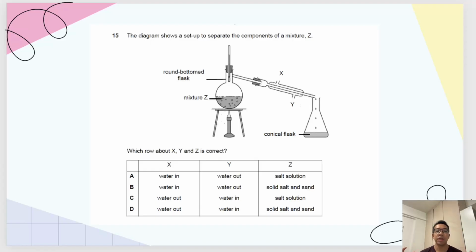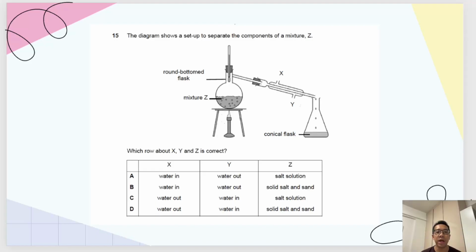Next, let's talk about the flow of water for the condenser marked as X and Y. One thing you'll learn from practical experience is that the inflow of water needs to be against gravity. So your correct option here is the inflow of water is coming in from Y and coming out from X.